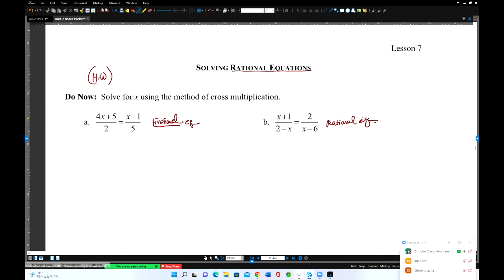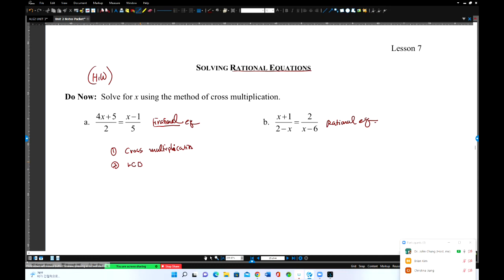These rational equations have a variable in the denominator. That's the difference, okay? So maybe you can use one fraction on each side. You can use a cross product, or you can multiply by the LCD. We have two different ways. First one is cross product or cross multiplication. And second one is you can multiply by the LCD.